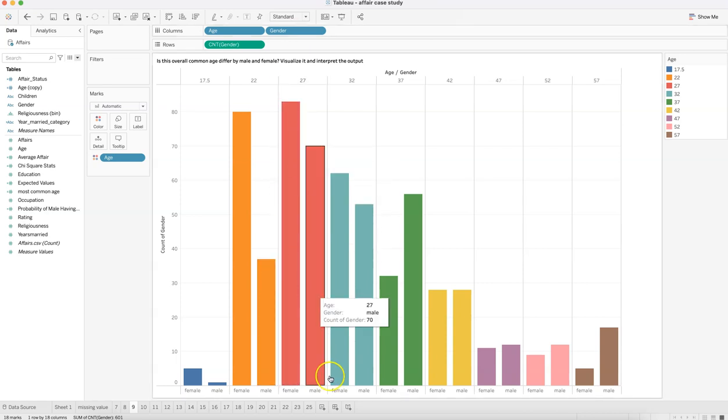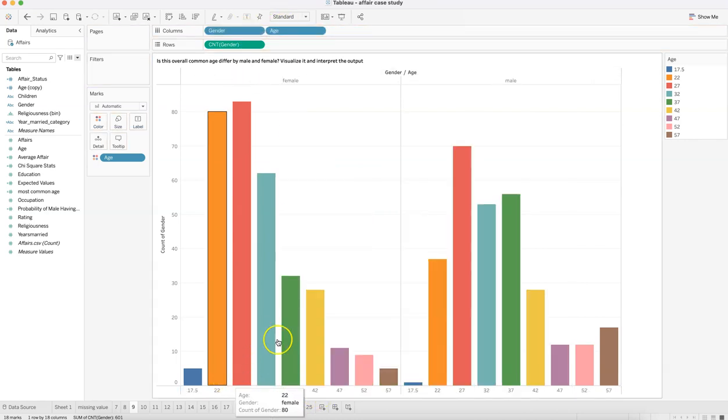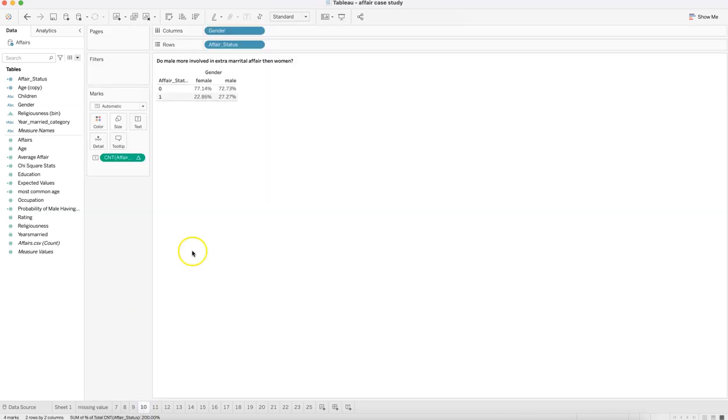So you have two ways: you can have side by side male female, or if you bring age over here, you will have female as one category and male as one category. So even in that you can see that 27 in both the cases is highest. So this is how you can visualize and interpret the output. Now let's move on to the next question.